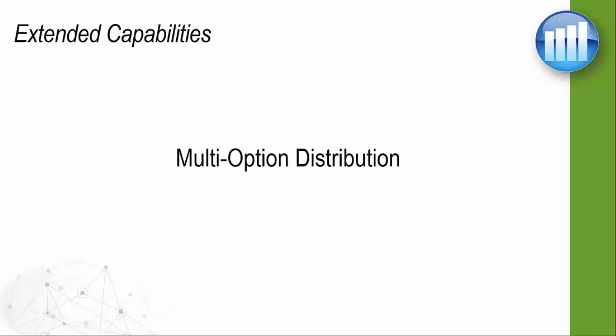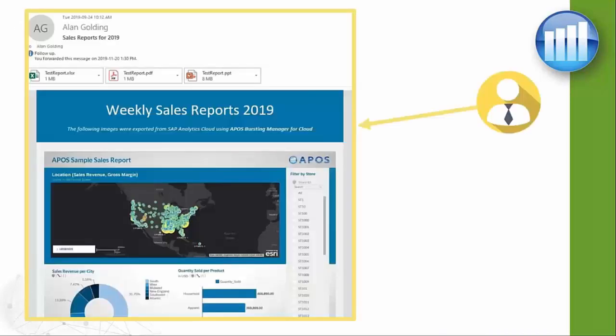Multi-option distribution. So if you're bursting out to email, for example, not only can you just send out the body of the email as well as a single attachment, but we have multiple options. We can send out multiple attachments. So in this screenshot, we have not only an Excel that may contain the raw data for you to do further analysis on, but we also have a PDF file, and we also have a PowerPoint that we can utilize in our meetings as well. So we have multiple ways we can burst those out.